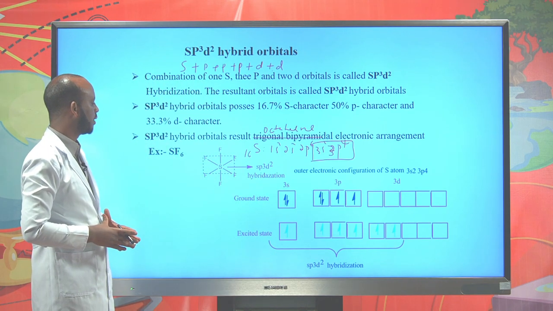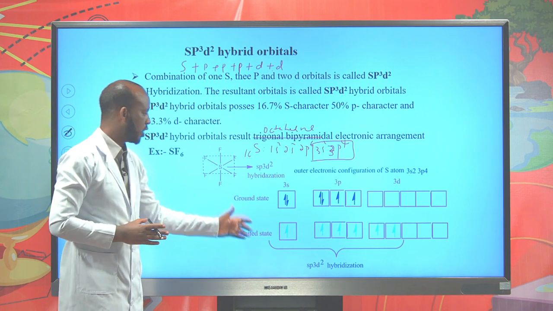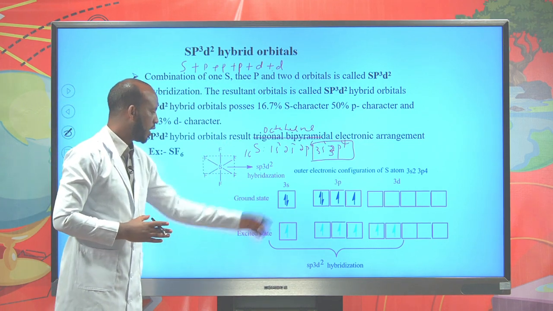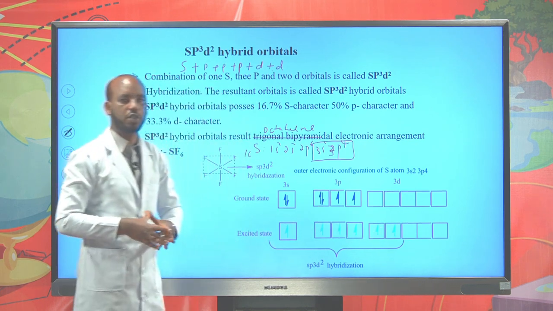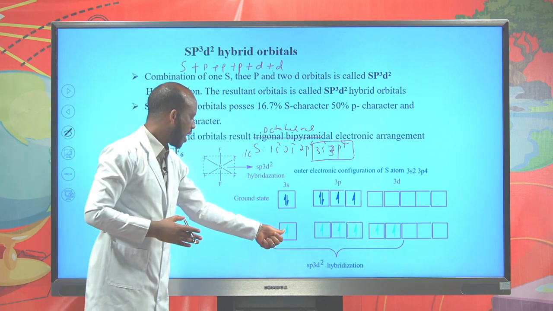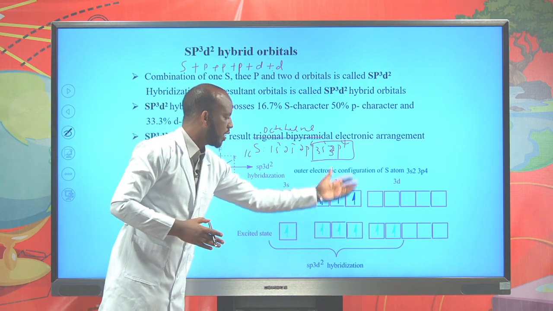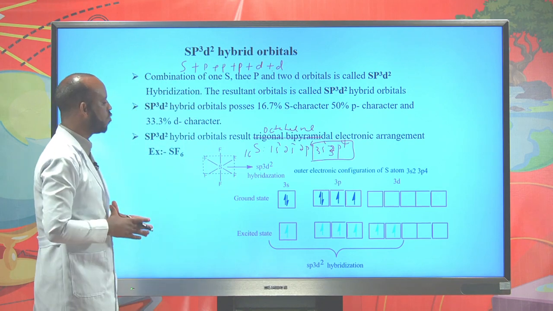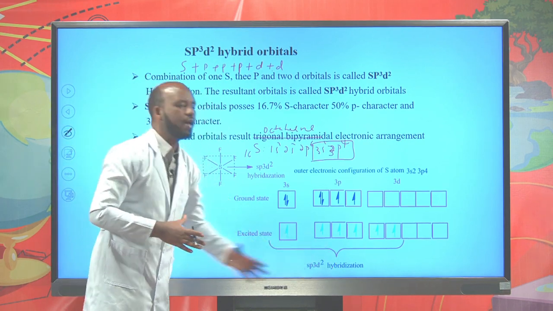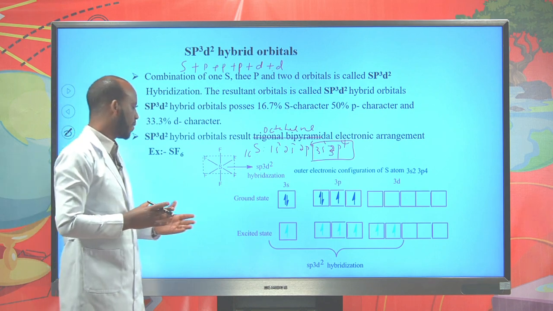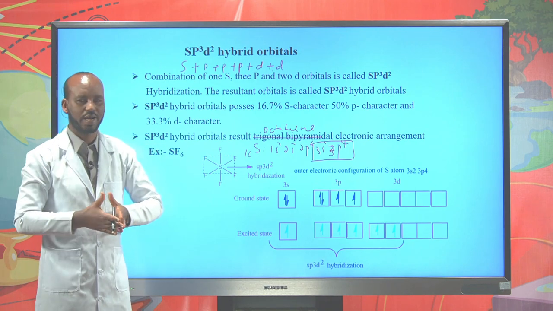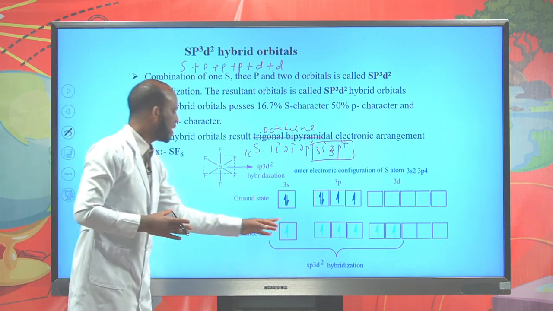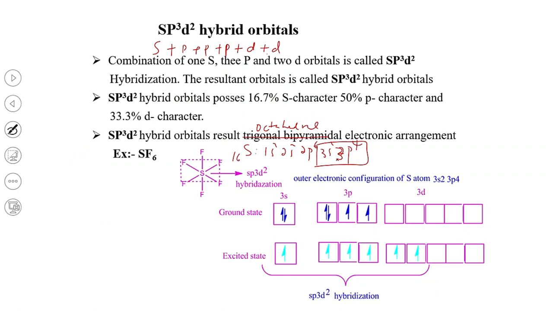Now, in the excited state electronic configuration of sulfur, one of these electrons is promoted to this vacant orbital, again this is promoted to this vacant orbital. Now, the 3s atomic orbital is mixed with 3p atomic orbitals and 3d atomic orbitals to form sp3d2 hybrid orbitals. Six hybrid orbitals are formed when six atomic orbitals are mixed, hybridized. Each hybrid orbital is half-filled. This is known as sp3d2 hybridization.